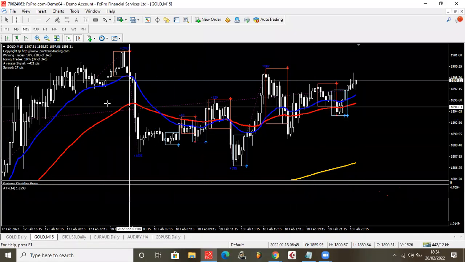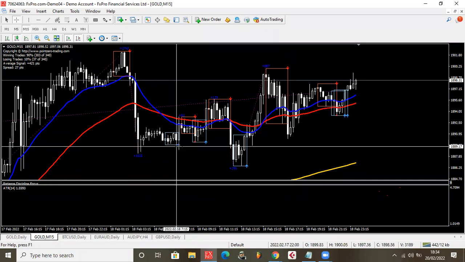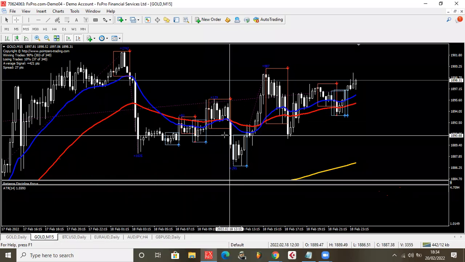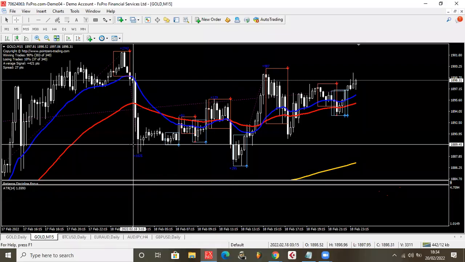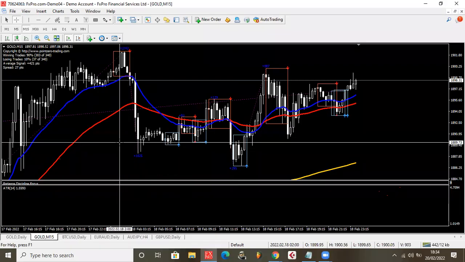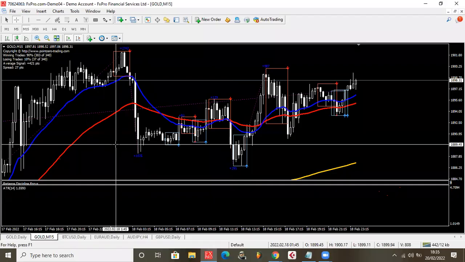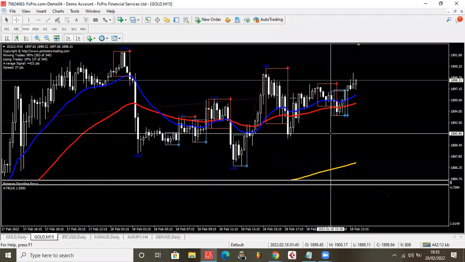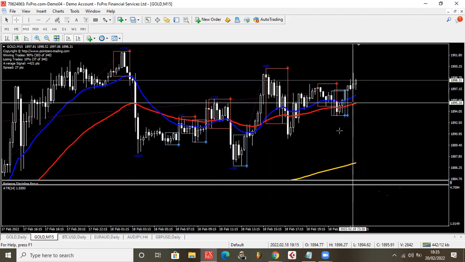With a 50 pips stop loss and you're about to collect 400 pips, the risk to reward ratio is 1:8, right? So about 800% return on investment. So it's still beautiful to trade. So that's what I recommend for this trade.